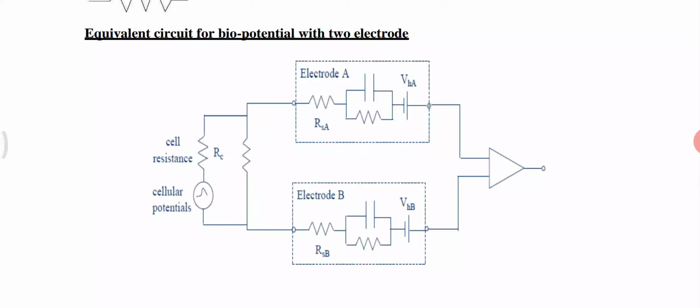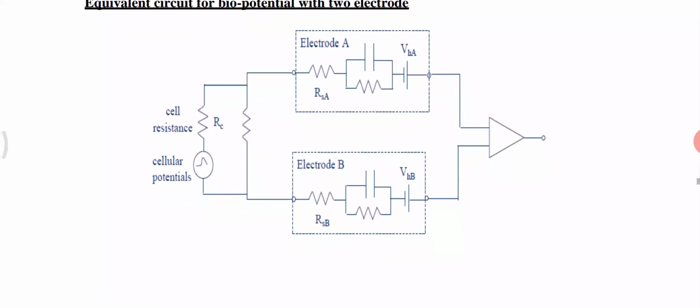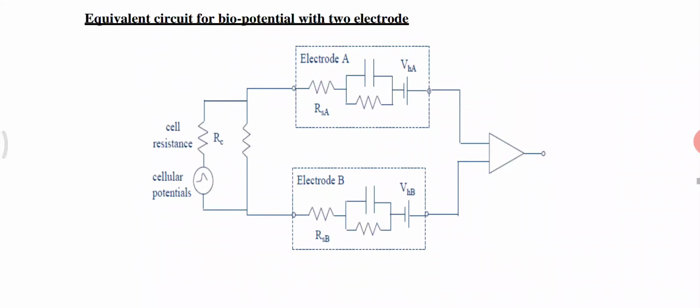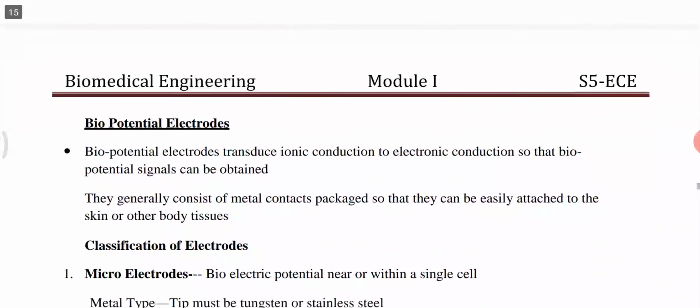Second is the equivalent circuit for a biopotential with the two electrodes. That is, we have to see the two electrodes, electrode A and electrode B, and the cell resistance and the cell potential, and we have to take the output from the right side. That is all about the equivalent circuit for a biopotential with the two electrodes.